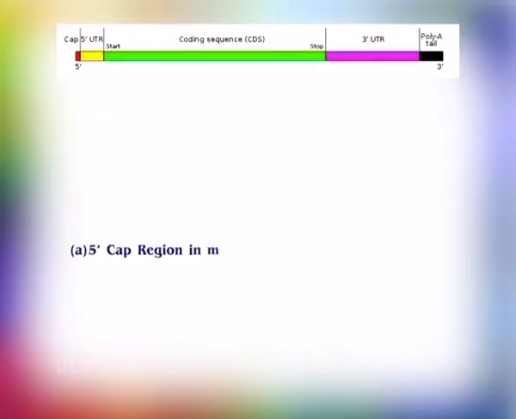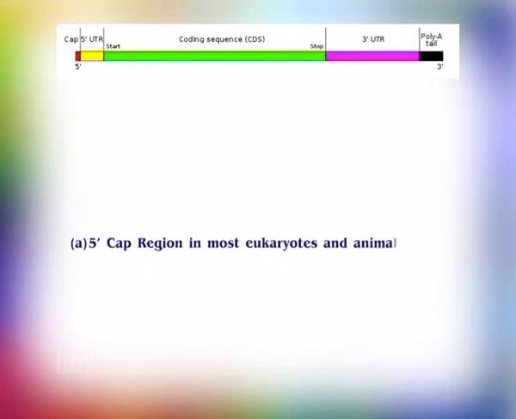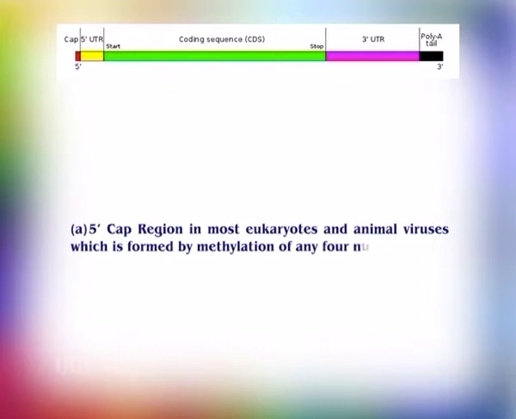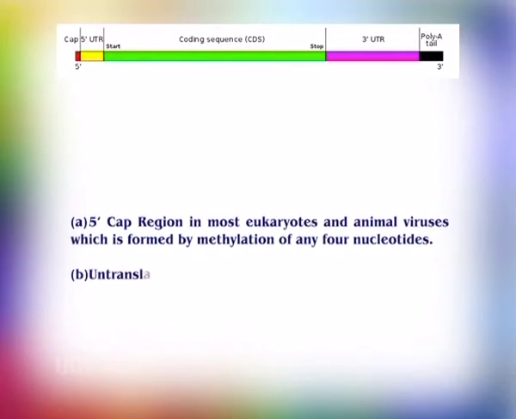The messenger RNA constitutes only about 5% of the total RNA in the cell. Each gene transcribes one messenger RNA for synthesis of specific proteins. The messenger RNA contains the following regions: A. 5' cap region in most eukaryotes and animal viruses, which is formed by methylation of any 4 nucleotides.